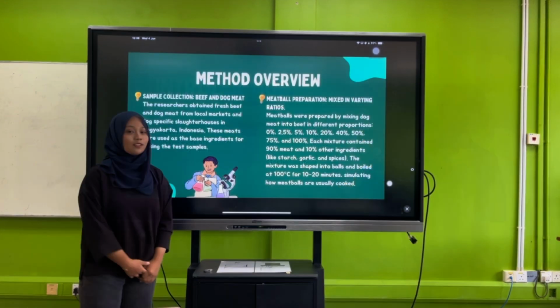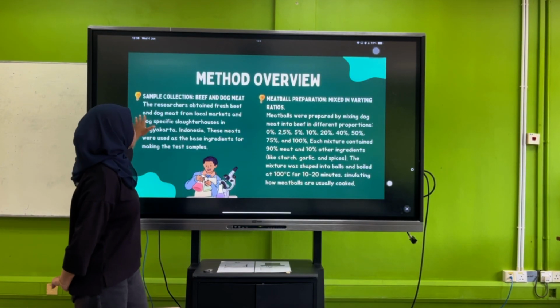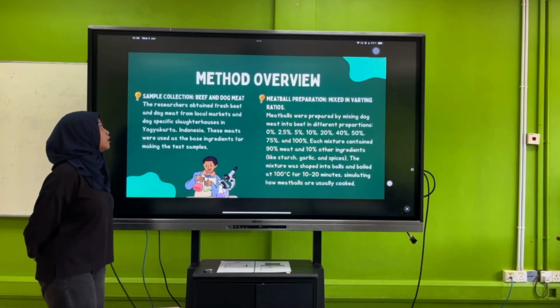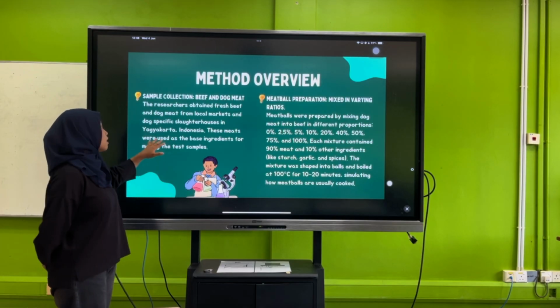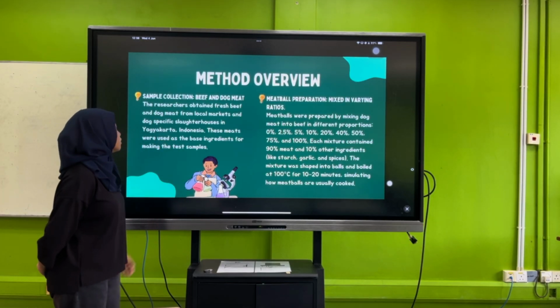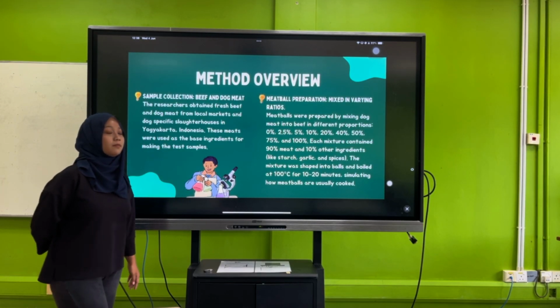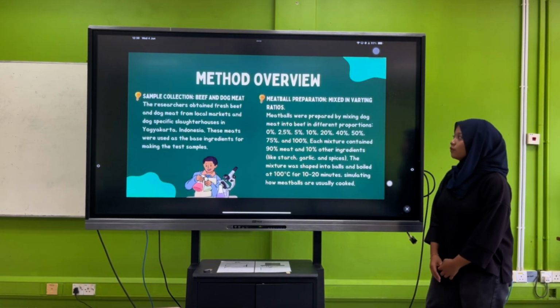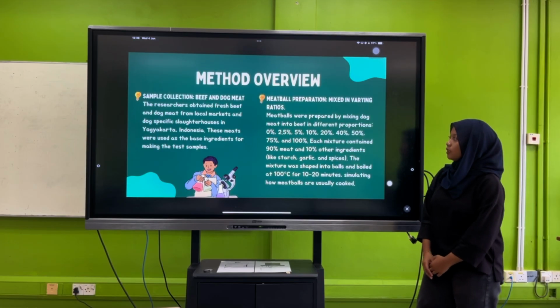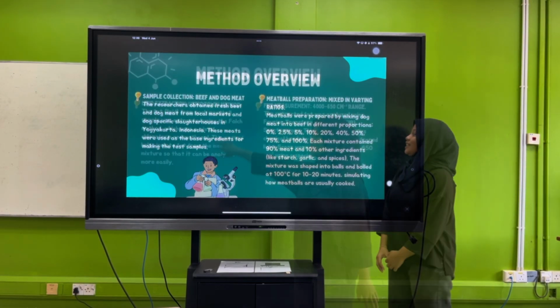So the next is the method overview. First is sample collection, which is beef. The researcher obtained fresh beef from a market. This meat was used as the base ingredient for making the test samples. Next is meatball preparation with different ratios. Meatballs were prepared by mixing the dog meat into beef in different proportions.